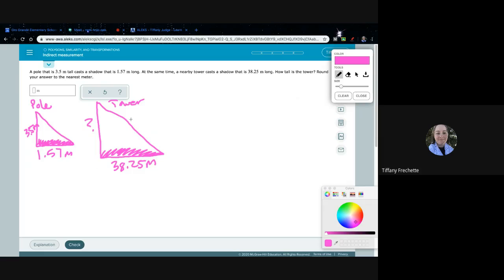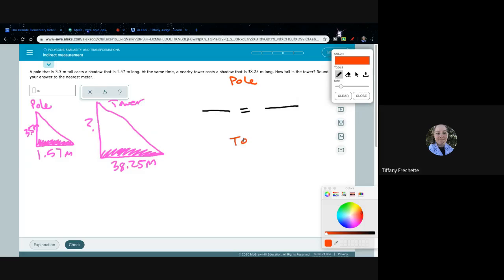All right, so here's our problem. They want to know how tall the tower is, and then we're going to round to the nearest meter. So I'm going to go over here, and I'm going to start setting up my proportion. And remember, when we set up a proportion, we have two objects. We always have two objects. We just have to choose.